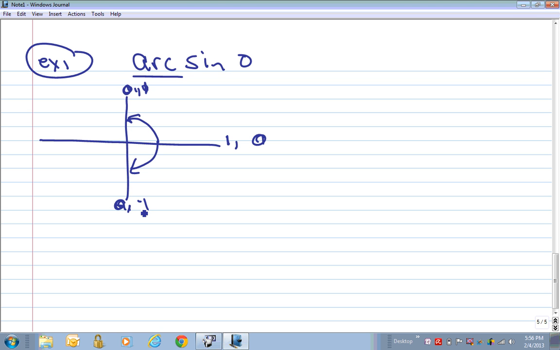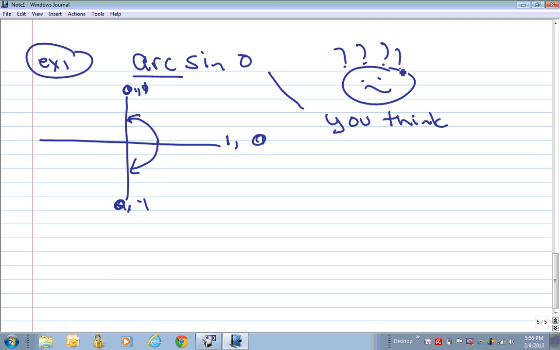All right, so let's see what happens. This is what you're thinking. Sometimes I put my little thinking guy up here. He's got little question marks above his head. He's thinking, thinking, thinking. So you're thinking, let's see.